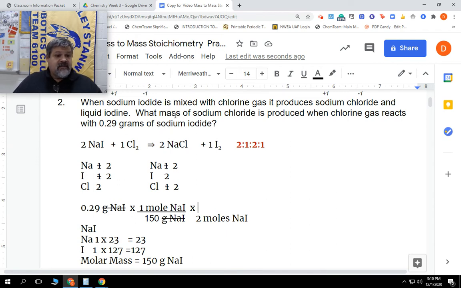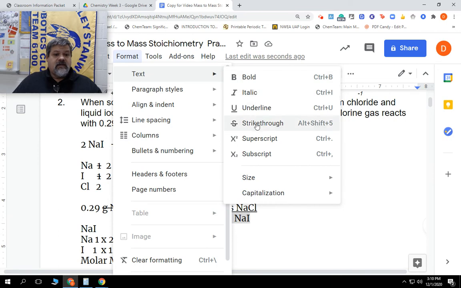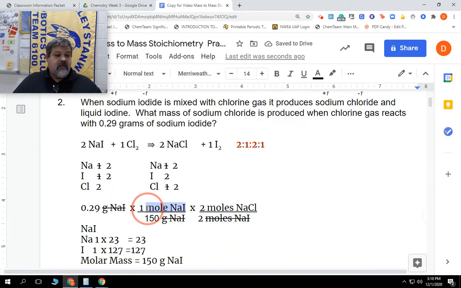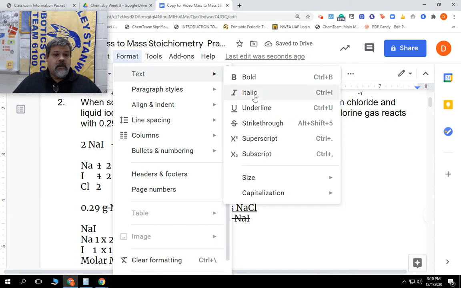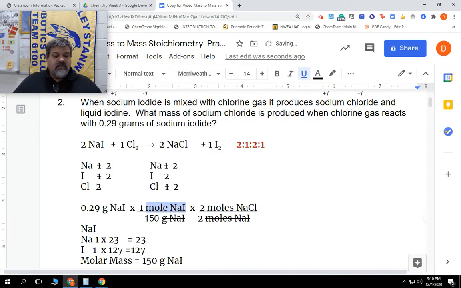So what is the mass of sodium chloride? So sodium chloride is right here. So we're going to have 2 moles of sodium chloride. Now again, we'll underline that. But now I have to get it from moles of sodium chloride because I'm going to get rid of this right here, moles of sodium iodide. So we'll get rid of that. And again, because I have it on top and bottom, I can get rid of it. So once we get rid of it, we have it in moles of sodium chloride.